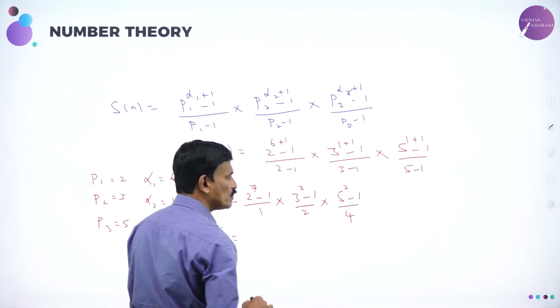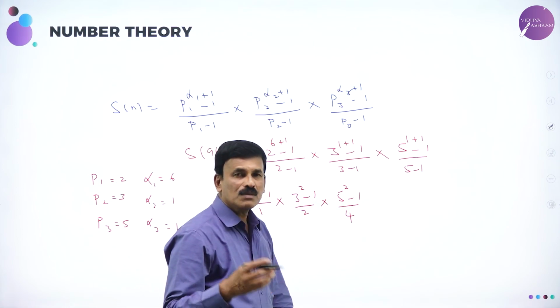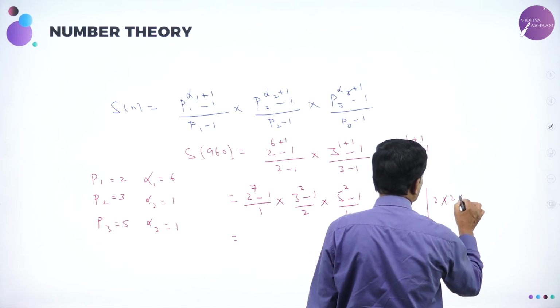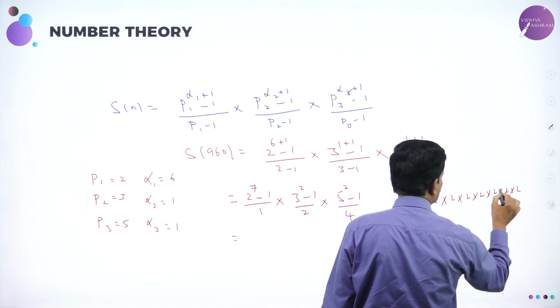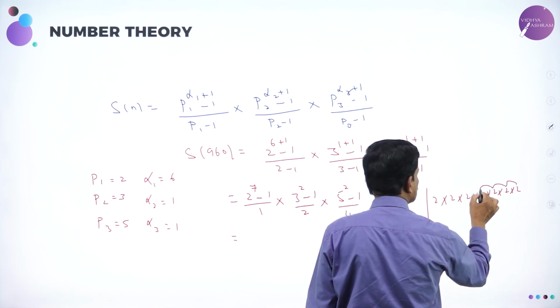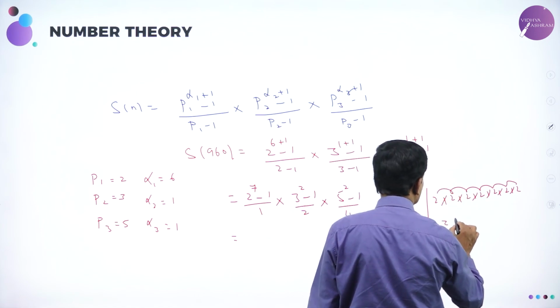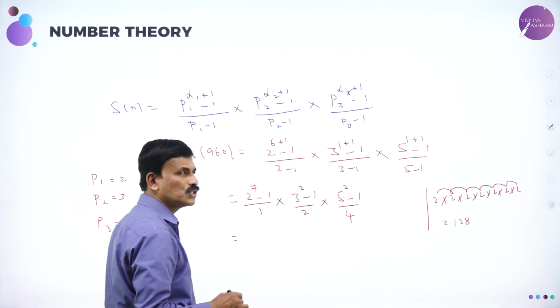So this is 2 power 7. 2 power 7 means just multiply 7 times. 2 2s are 4, 4 2s are 8, 8 2s are 16, 16 2s are 32, 32 into 2 is 64, 64 into 2 is 128. So this is 128.